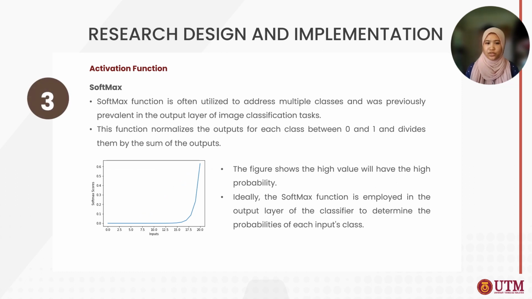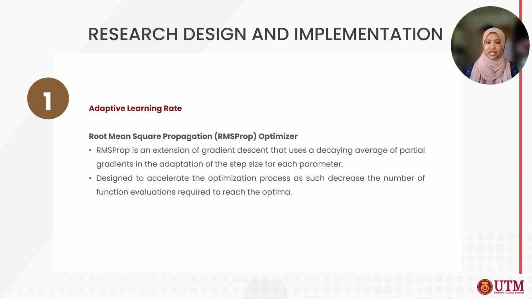Another activation function used is the SoftMax function. It is often utilized to address multiple classes and was previously prevalent in the output layer of image classification tasks. This function normalizes the output for each class between 0 and 1 and divides them by the sum of the outputs. The figure shows the high value will have high probability. Ideally, the SoftMax function is employed in the output layer of the classifier to determine the probabilities of each of the input classes. The next one is adaptive learning rate.